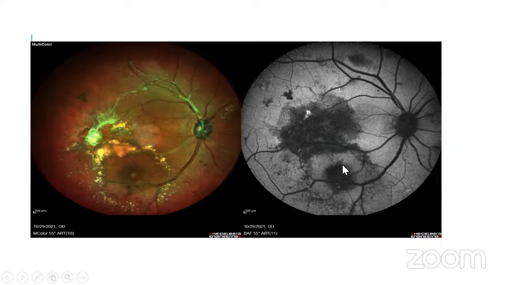And this is the autofluorescence image, which shows hypoautofluorescence at the area of exudation, at the area of macroaneurysm because of the hemorrhage, and the hyalinized macroaneurysm just temporal to the fovea.